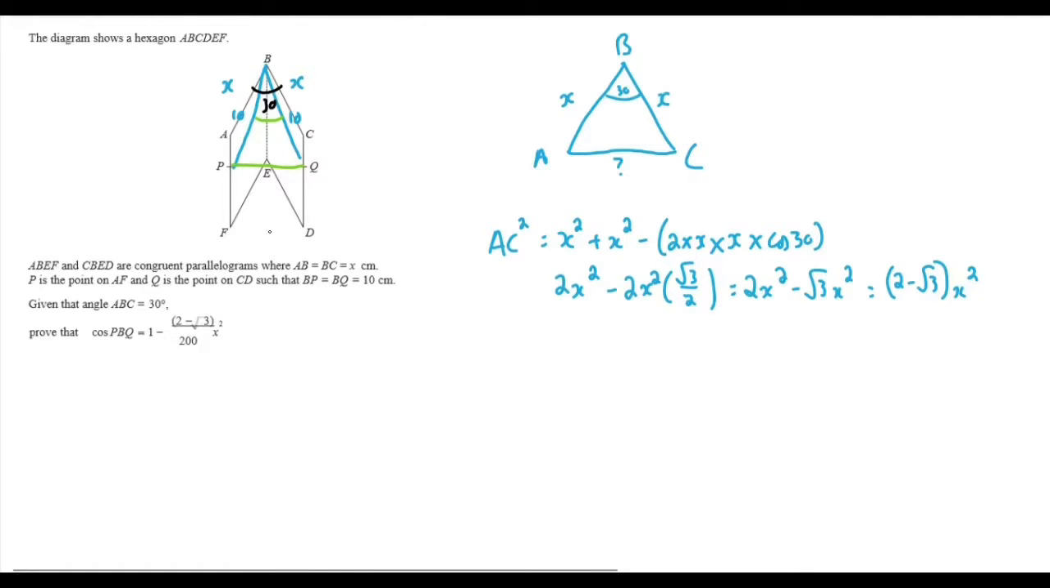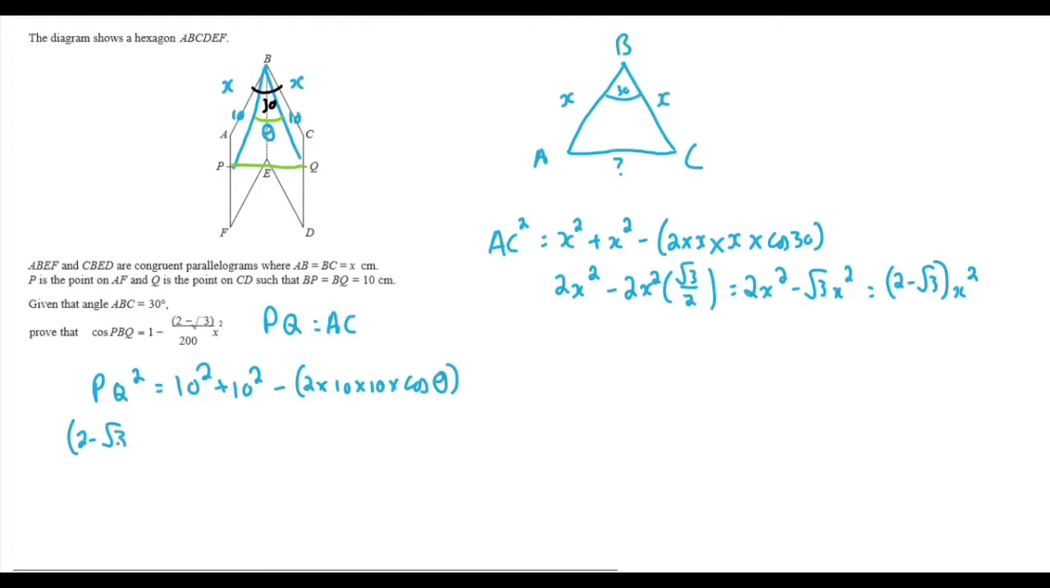Now, because these are two parallelograms, AF is going to be parallel to CD, which means the distance between the far left and the far right is constant as you go down. Therefore, PQ is going to equal AC. So, when we do the cosine rule for this inner triangle, we can say PQ squared equals 10 squared plus 10 squared minus 2 times 10 times 10 times cos of, let's label this angle theta, because we've already got x's. This PQ squared will be the same as AC squared, and you know AC squared was this.